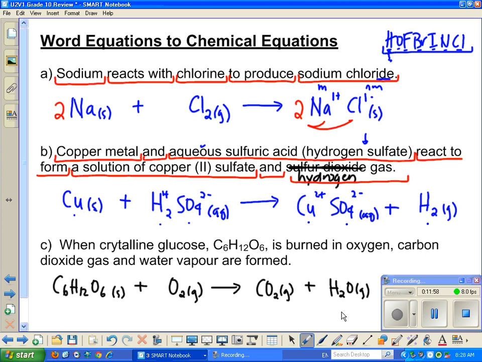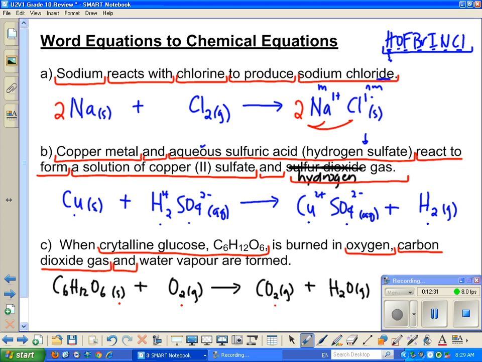We have crystalline glucose. And you're given the formula for crystalline glucose. So crystalline just means it's a solid. And so I've indicated that down here with the letter S. Is burned in oxygen just means that oxygen is another reactant. And there it is. And again, oxygen is one of our diatomic ones to remember. When it's burned, carbon dioxide gas, we can put that all together, is right here.